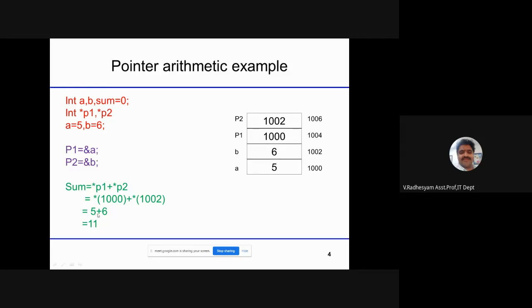So, 5 plus star, meaning value operator. Star means value operator. Value at 1002. 1002, what is the value? 6. 5 plus 6 is 11. This is called pointer arithmetic.